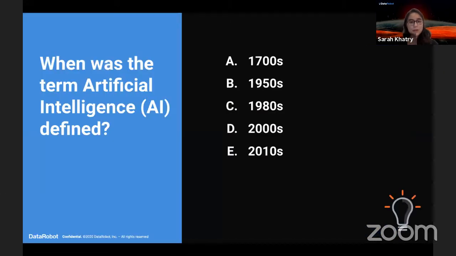I'd like to do a quick knowledge check. You got, let's say, 30 seconds to think on this question. Do you remember when the name AI was first coined? Take a minute to answer the letter of your answers in the chat box.